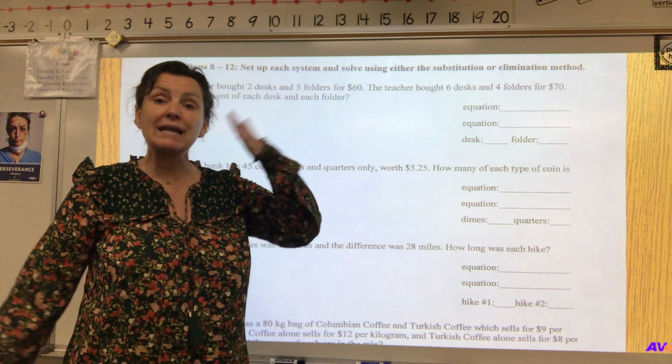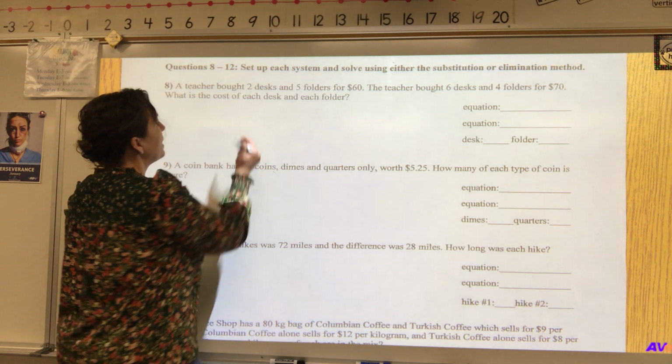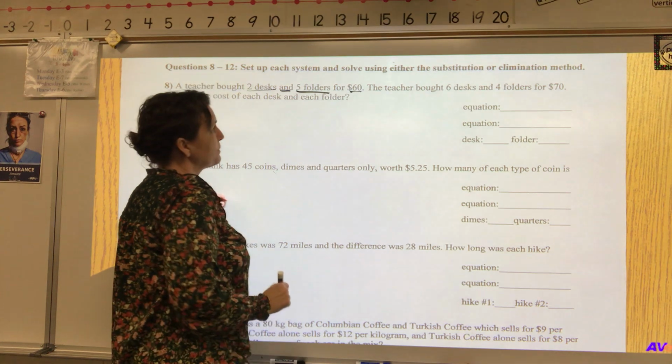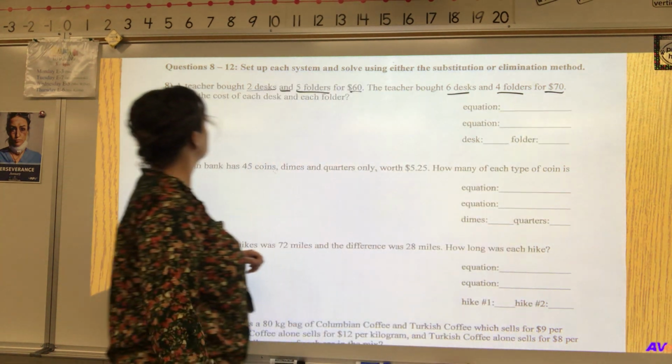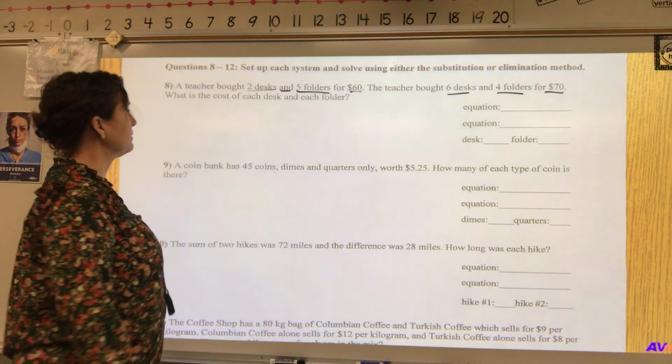Okay, now we're going to read it again and underline the important information. So a teacher bought 2 desks and 5 folders for $60. That's pretty important. The teacher bought 6 desks, 4 folders for $70. And we're finding the cost of 1 desk and 1 folder. Cool, let's set this up.